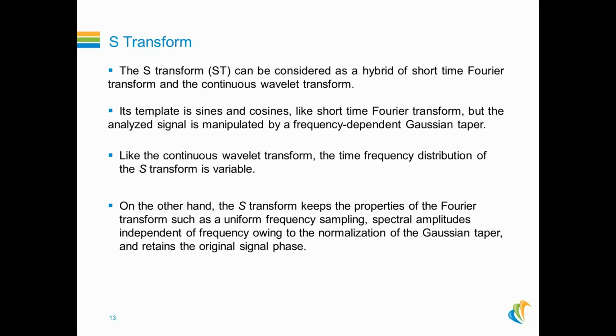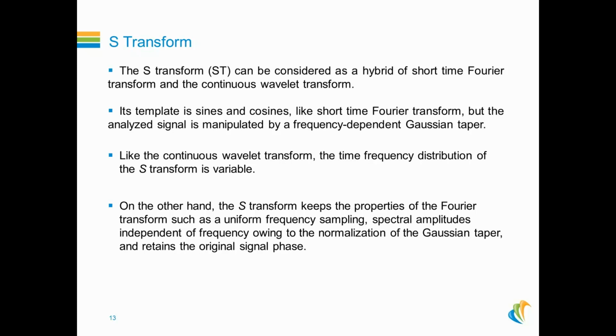On the other hand, the S transform keeps the properties of the Fourier transform, such as uniform frequency sampling, for example. Spectral amplitudes are independent of frequency owing to the normalization of the Gaussian taper. And it also retains the original signal phase.